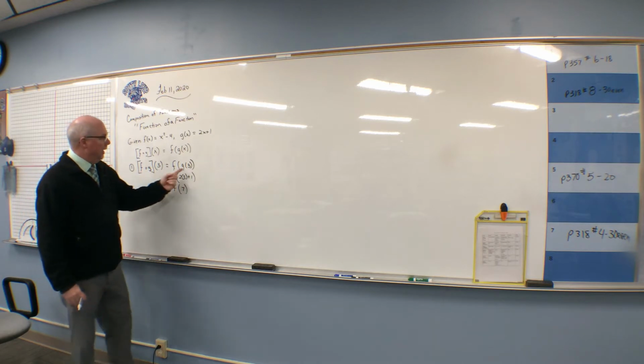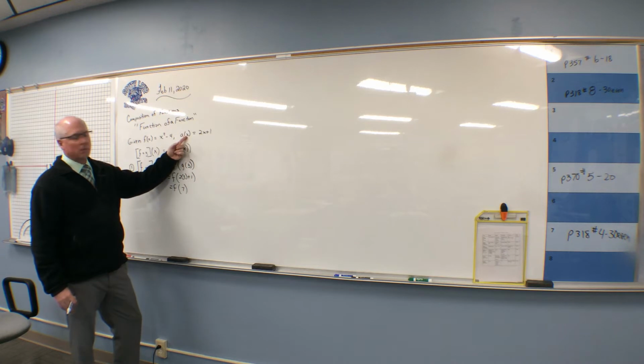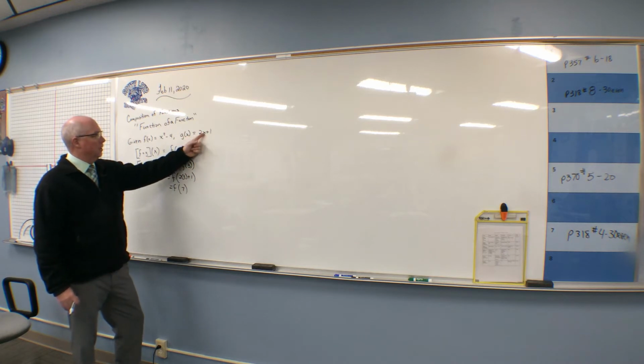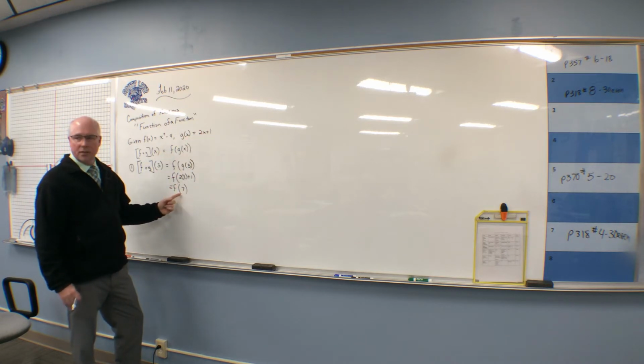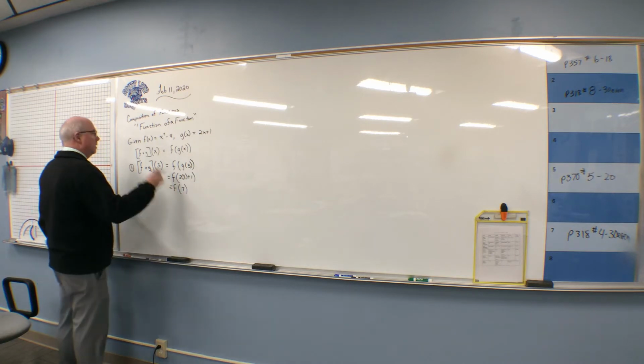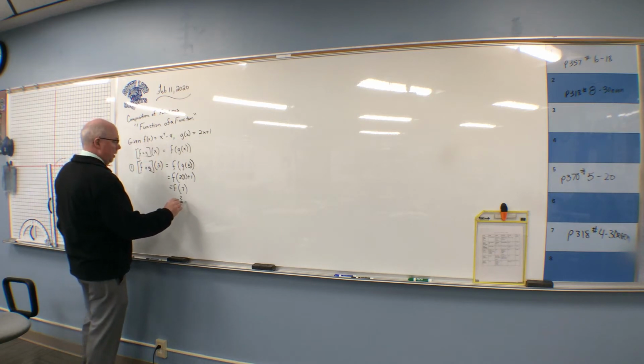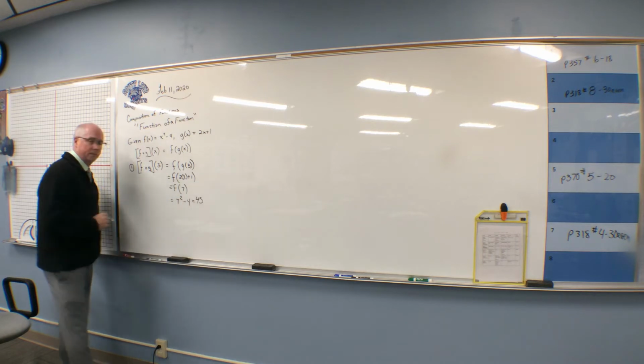But let me do it again. I take 3 and I put it into the g function. So I take 2 times 3, which is 6, plus 1. So it's f of 7 now. I haven't finished the problem because I still have to take f of 7. So I take the 7 and I put it into the f function, which is 7 squared minus 4, which is 49 minus 4, which equals 45. All right?